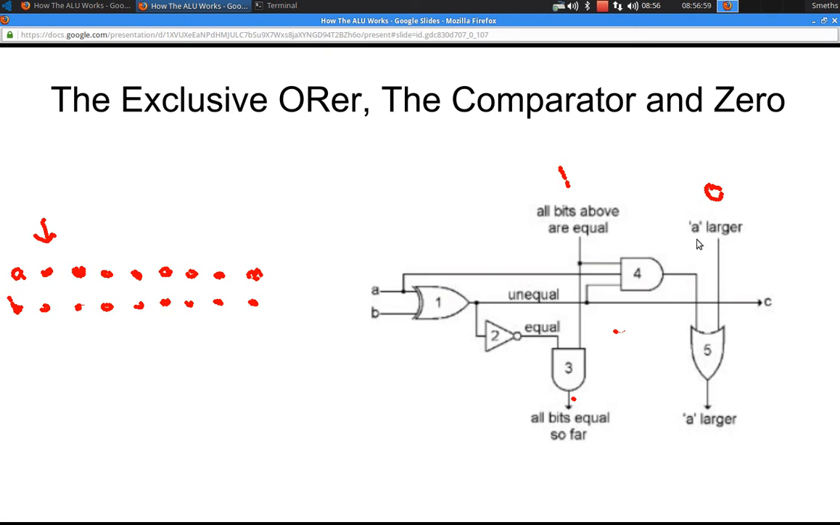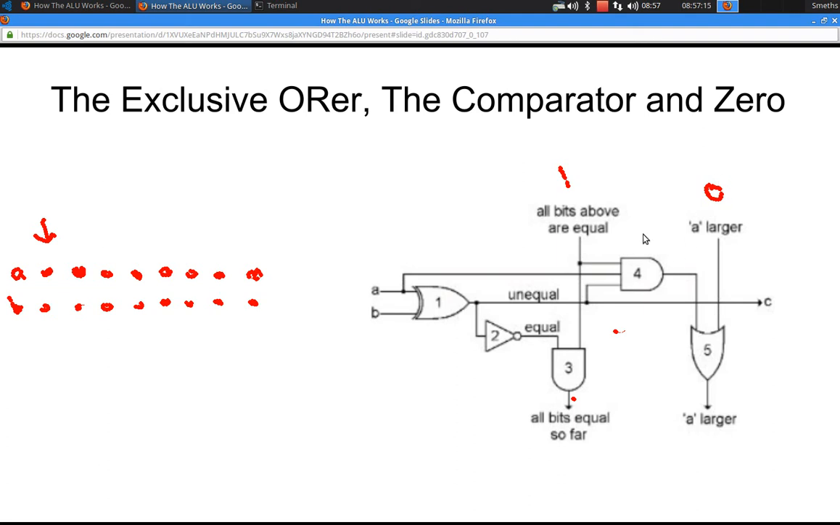Okay, so let's have a look at the A larger. Well, we don't assume A is larger than B to begin with, so we put a 0 there. Now the next thing we get here, all bits above, let's say A is larger, so this will come in, it's going to be assumed to be false.